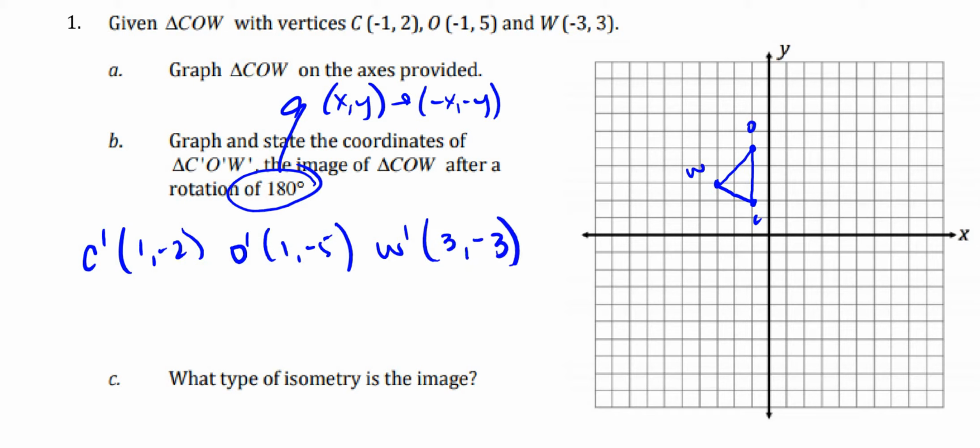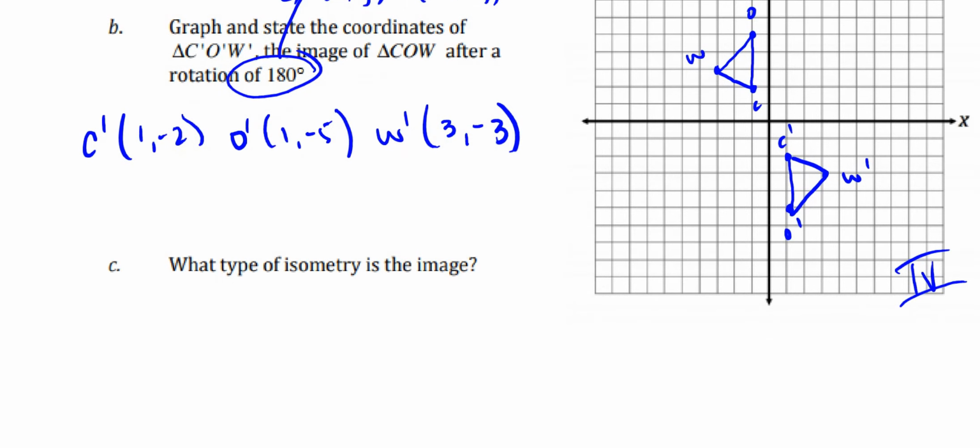Now let's logically think about this. If we're in quadrant 2 and I rotate 180, I should end up in quadrant 4. So let's see. (1, -2) is here. (1, -5) is here. So we have C prime, O prime. And (3, -3) is here, W prime. So we have triangle C prime, W prime, O prime.